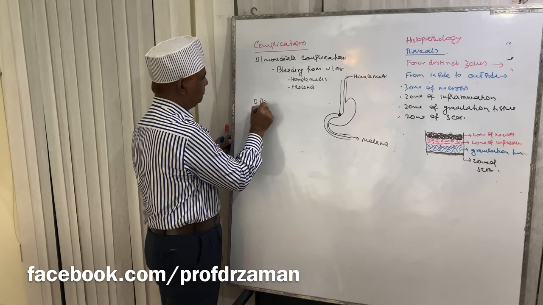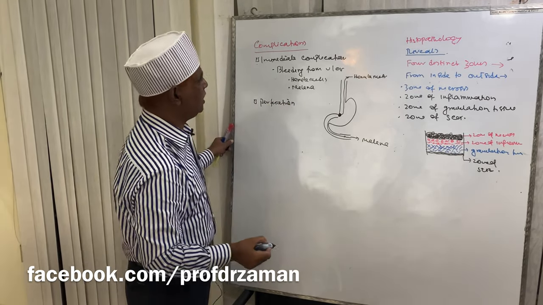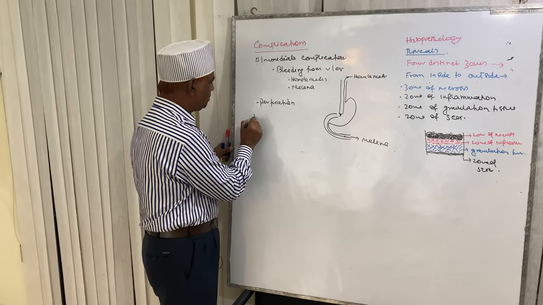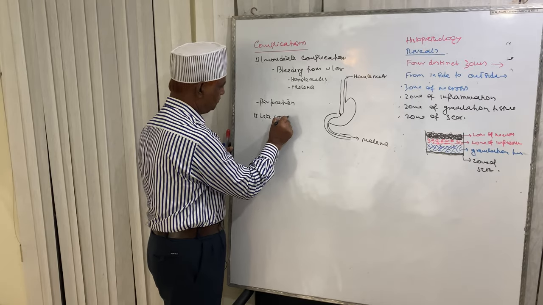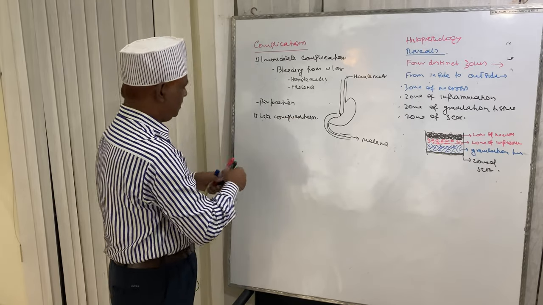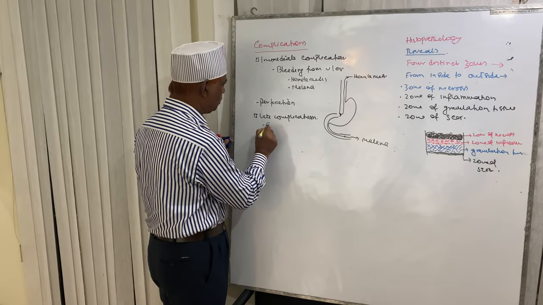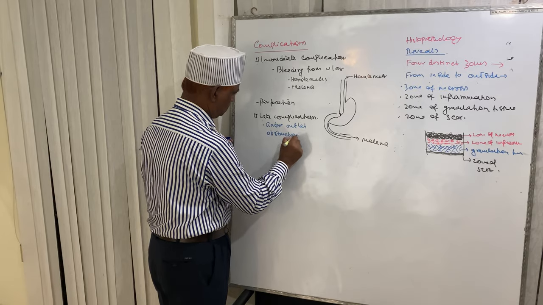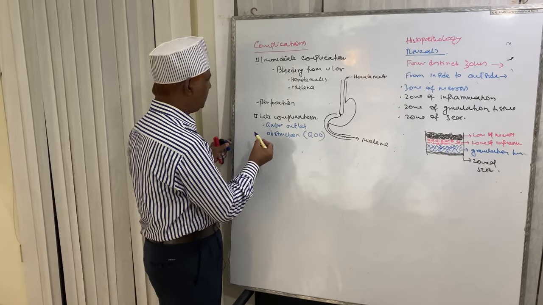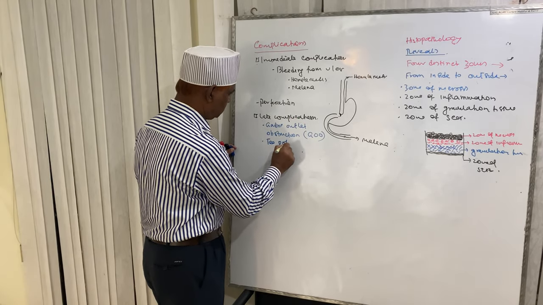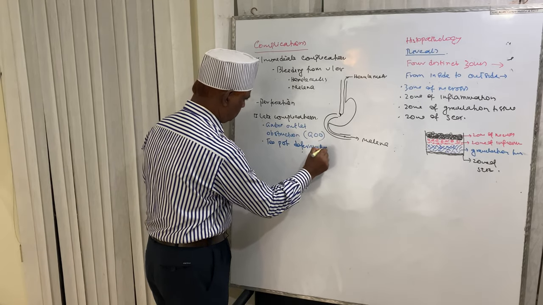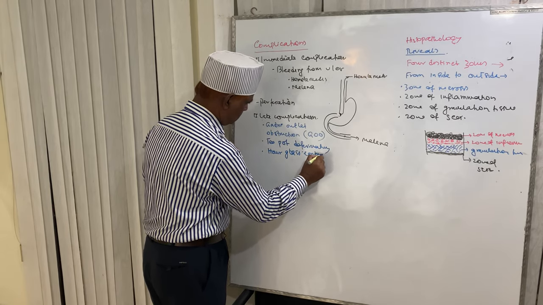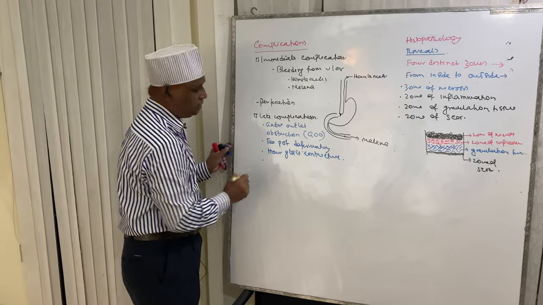There may be perforation. Another complication of gastric ulcer is perforation. These are the immediate complications. Now come to late complications. Late complications may be gastric outlet obstruction, there may be teapot deformity, there may be hourglass contracture, there may be gastric carcinoma.